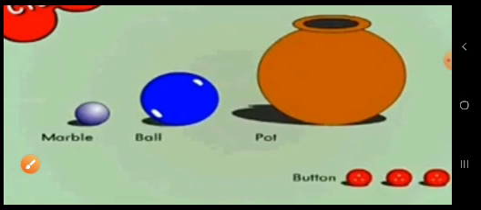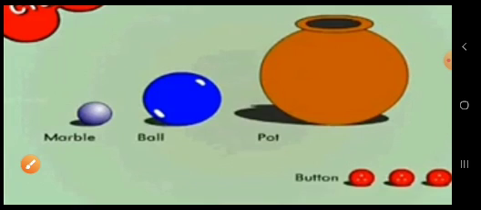Now children, we have also taken three buttons. Firstly we had taken a marble, a ball and a pot. Now we have taken three buttons of the same size. All three buttons are of equal size. Children, can you see the buttons? Here are the three buttons, and all are of equal size.